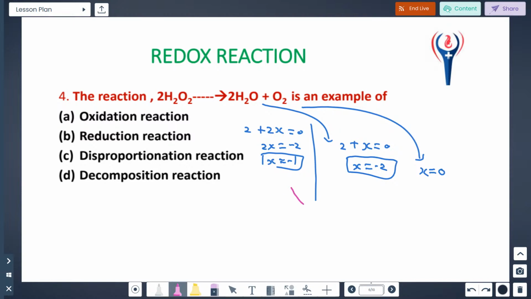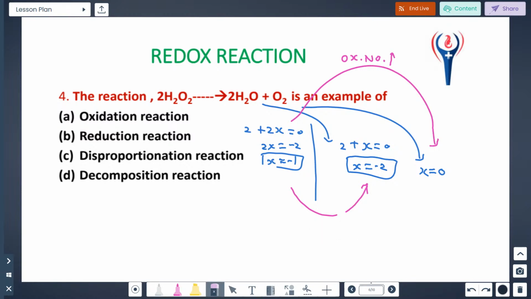When you compare this and this, minus 1 becomes minus 2. So the oxidation number decreases. When you compare this and this, minus 1 becomes 0. It increases, so the oxidation number increases.